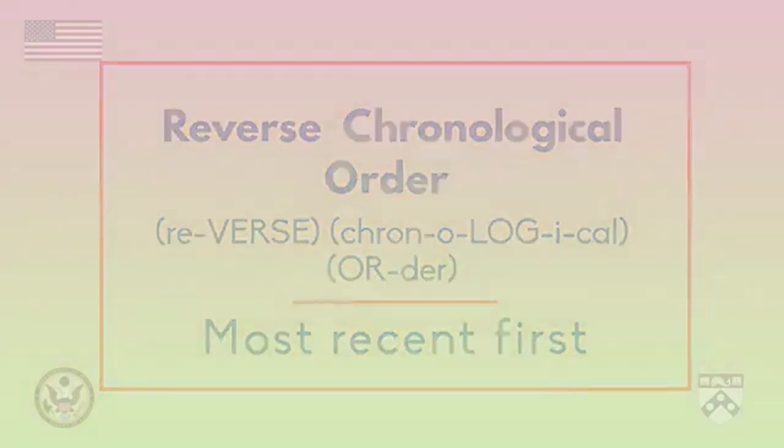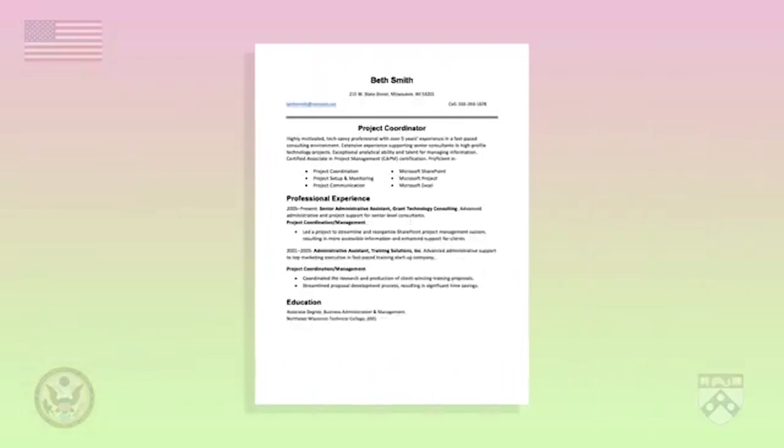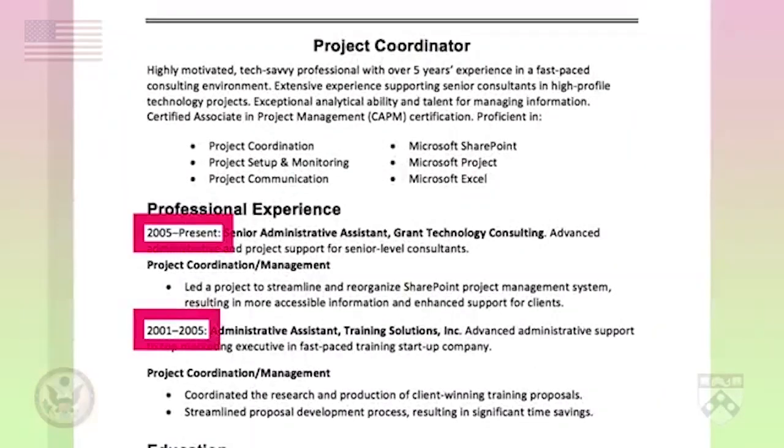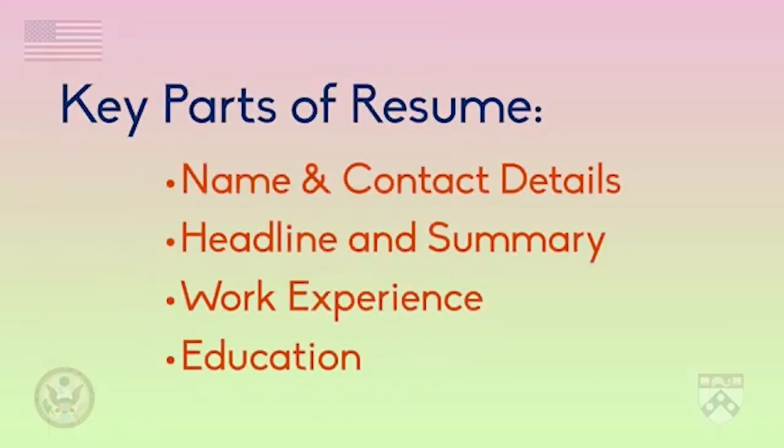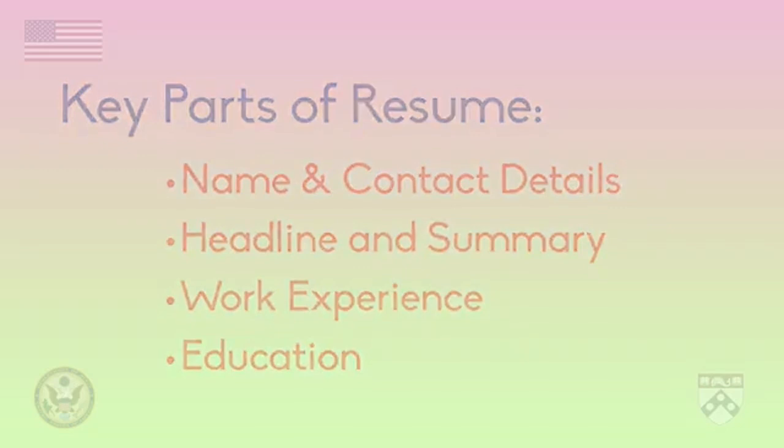If we look at the sample resume, we can see this person listed her job from 2005 to the present first, and then lists her job from 2001 to 2005 after this. The final part of the resume that you need to include is education. Here you should include any high school or college degrees you received and the year you received them.